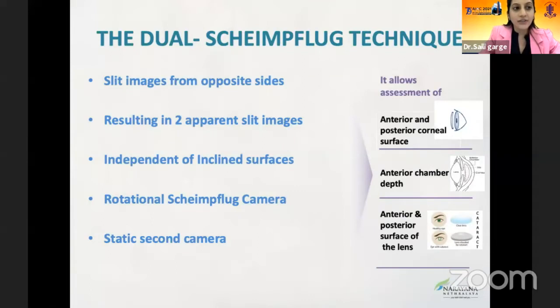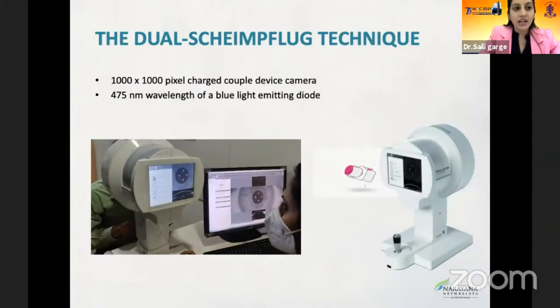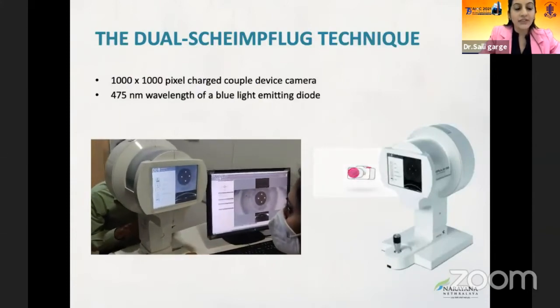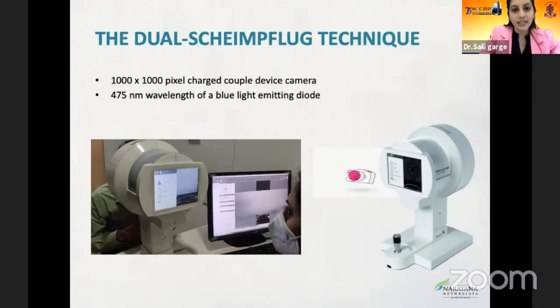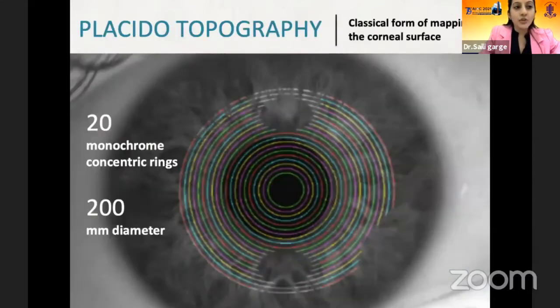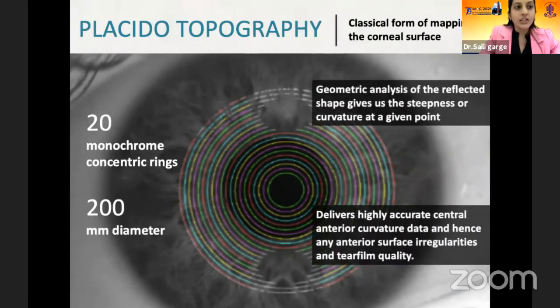It has a rotational Scheimpflug camera which takes 50 cross-sectional images from 0 to 180 degrees, analyzing 12,000 data points. It has a static second camera. It assesses the anterior and posterior cornea surface, the anterior chamber depth, and the lens surfaces. There's a 1000 by 1000 pixel charge-coupled device camera with 475 nanometer wavelength of a blue light emitting diode. Placido topography analyzes 20 monochrome rings of 200 millimeter diameter. The geometric analysis of the reflected shape gives us the steepness or curvature at a given point.